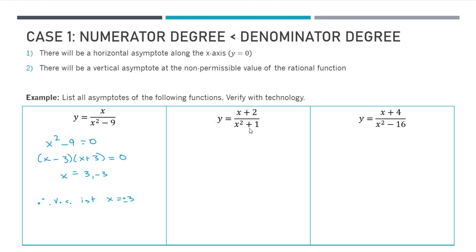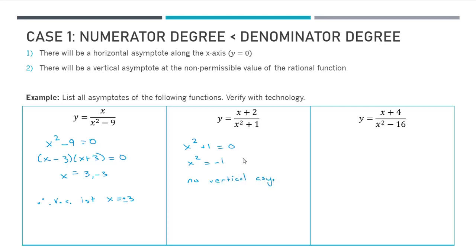Second one's the same thing. Just got to find the NPVs. So x squared plus 1 equals 0. Subtract 1 off of each side. And we're not able to square root a negative, so there's no vertical asymptotes.